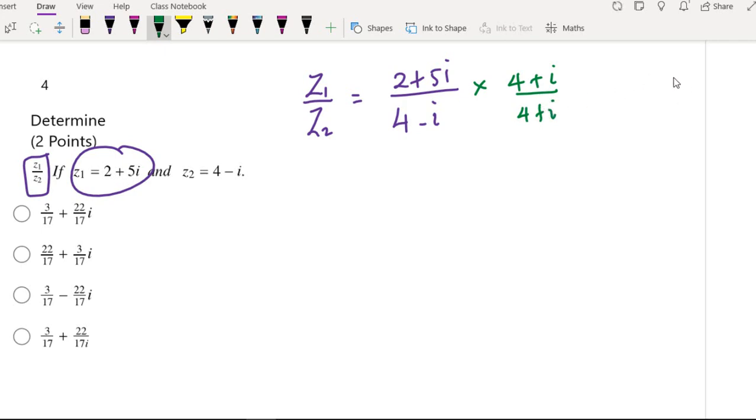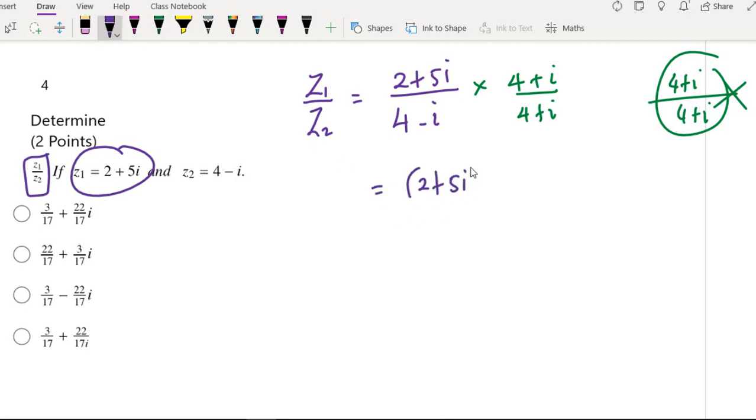Okay, don't write like this, 4 plus i, 4 plus i. This is the wrong concept. It gives meaning nothing. So you cannot use that. You have to divide between the above, 4 plus i over 4 plus i. Okay, and if you want to rewrite, just rewrite this part so that you can multiply. So 4 minus i, 4 plus i.